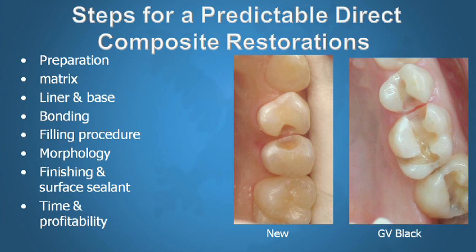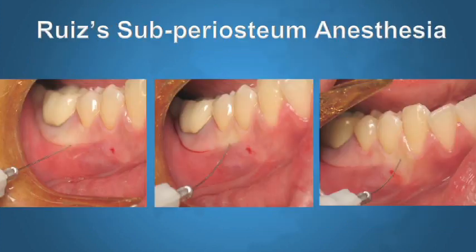The steps are simple. There's a list of things that we need to do predictably, successfully, efficiently, and we're talking about first preparation of the restoration, then matrix, liners, bondings, the filling, the step-by-step filling procedure, morphology, finishing, and then do all of this timely and profitably. It sounds difficult, but it's really not. I want to just quickly share with you a technique that really saves me a lot of time. And this video is about making things simple and quicker and efficient.